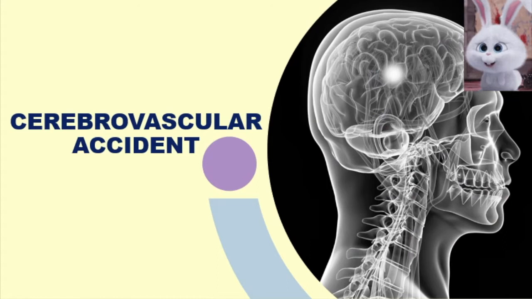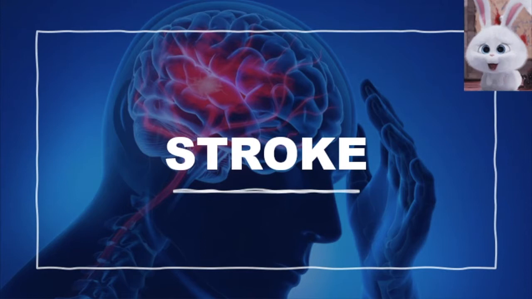Another term for stroke is cerebrovascular accident. So when you encounter the term CVA or cerebrovascular accident, we are referring to stroke. Stroke is characterized by a disruption in the normal blood supply to your brain, which could occur suddenly and would produce focal neurologic deficits. So you highlight: disruption in the normal blood supply to the brain.